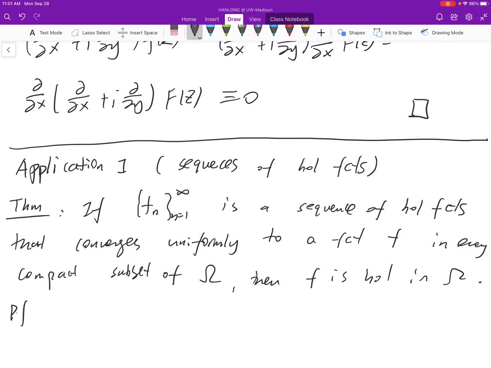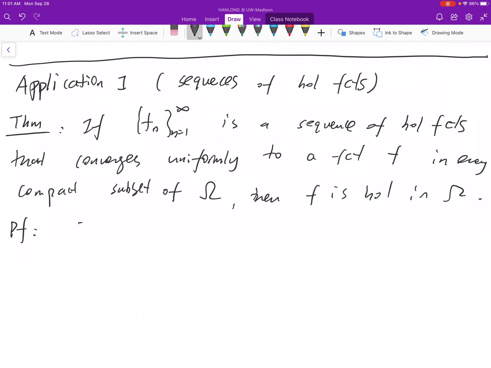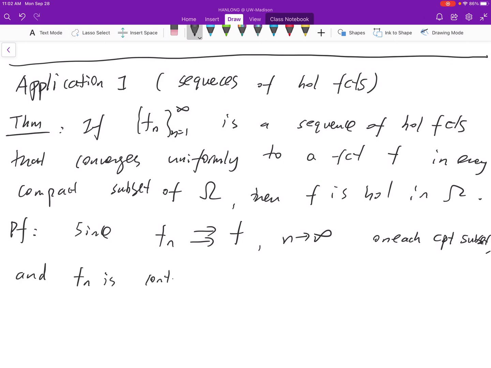Okay, so the proof. Since Fn uniformly converges to f when n goes to infinity on each compact subset, and Fn is continuous, then we can conclude f is continuous on omega.